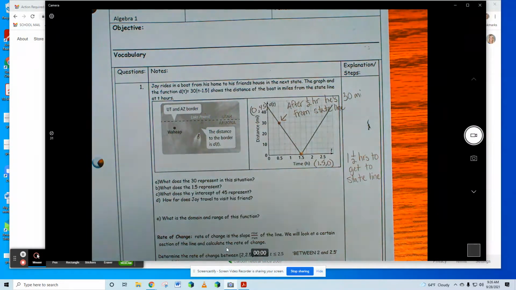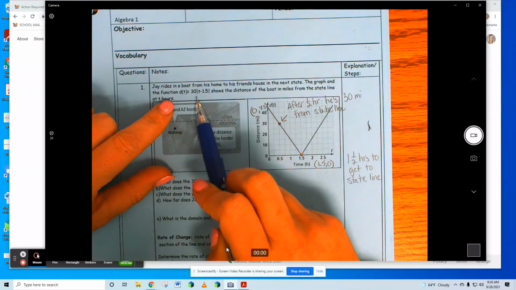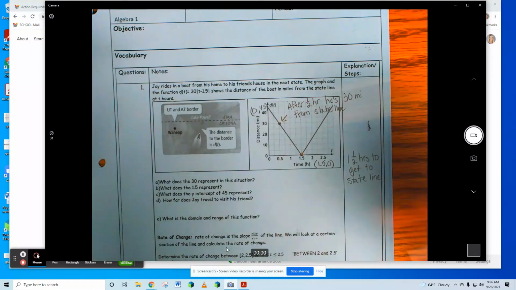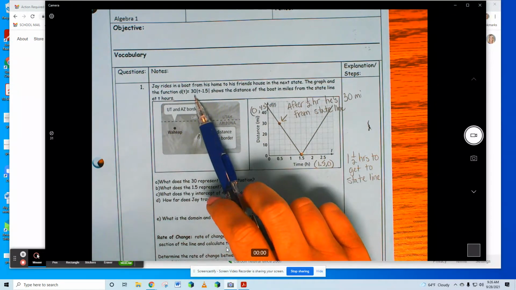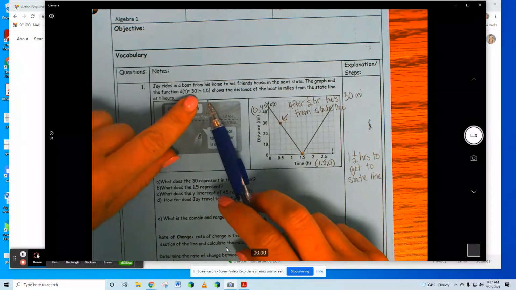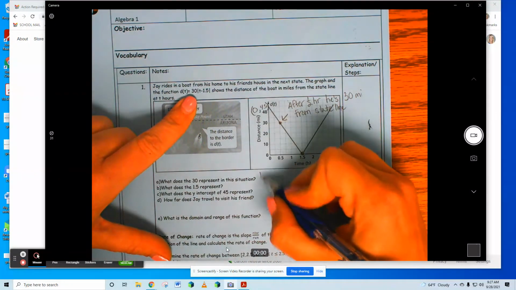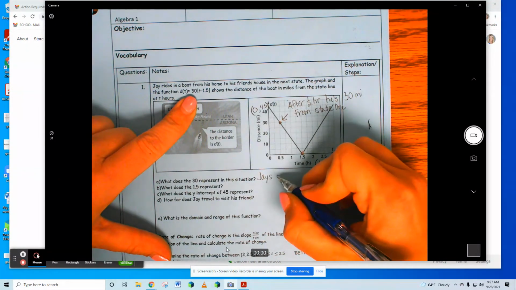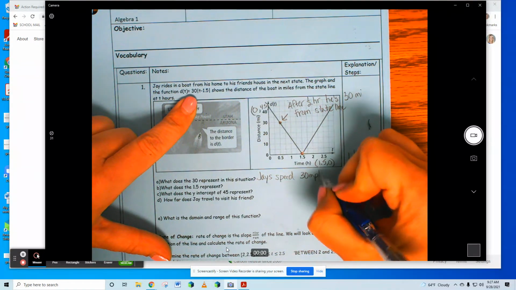So now let's talk about what all these other numbers mean. D of t equals 30 times the absolute value of t minus 1.5. Okay, what does the 30 represent in this situation? They're talking about the 30 in my equation up here. This 30 is going to be J's speed. J's speed. 30 miles per hour.